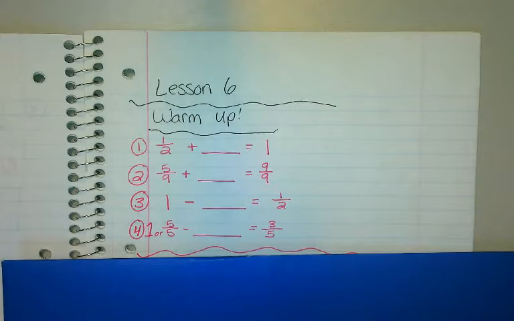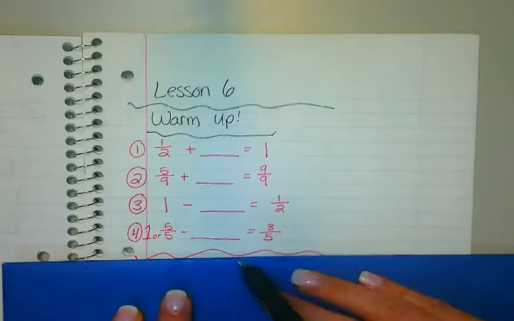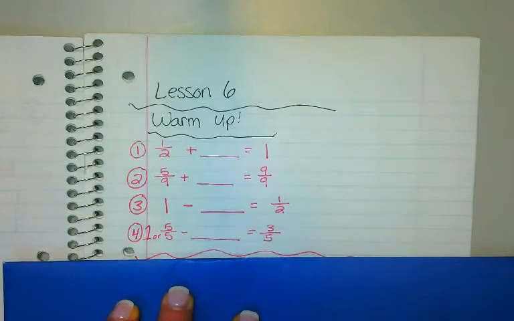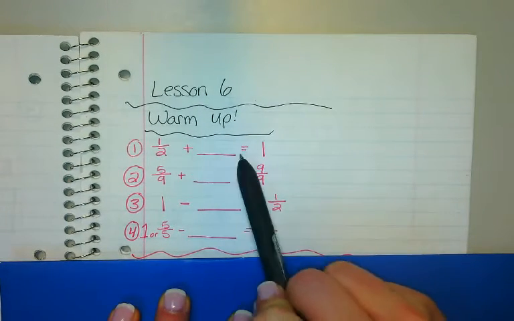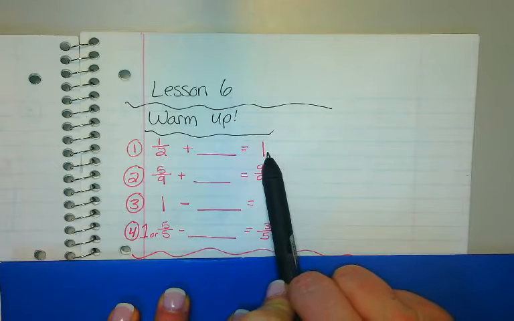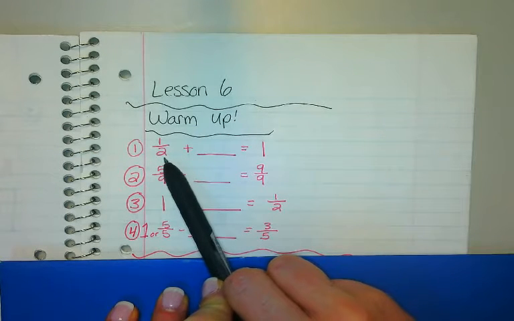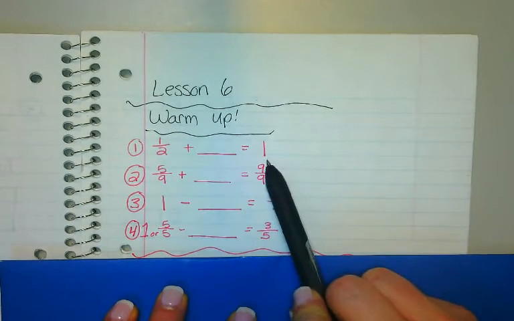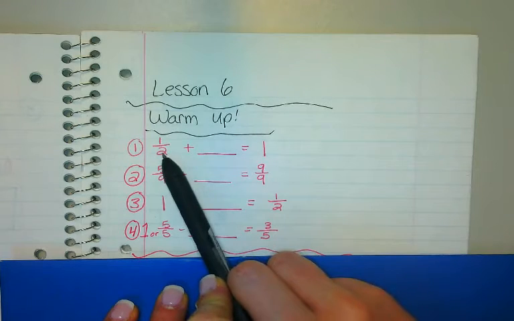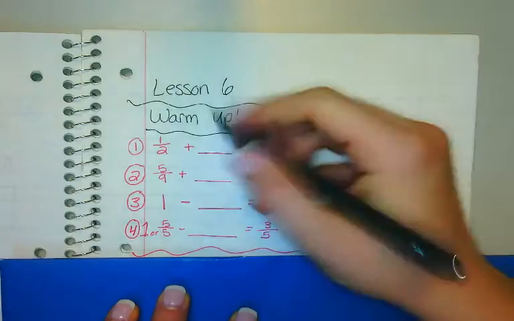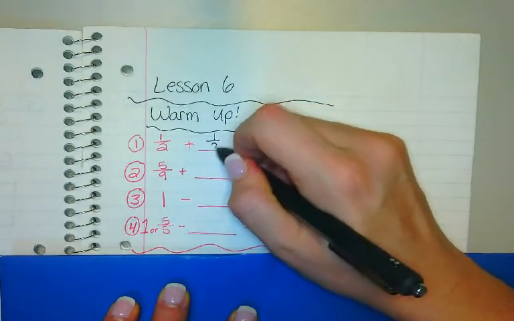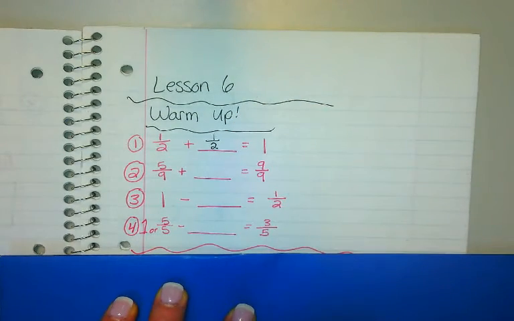All right, so it's been about 3 minutes. You guys have had a chance to go ahead and work on solving the warm-up problems. We're going to jump right in and solve these problems. Okay? I have 1/2 plus blank equals 1. Well, if I have half of a dollar, what do I need in order to get a whole dollar? Well, I know if I have half, I need the other half to get a whole. So 1/2 plus 1/2 equals 1 whole.